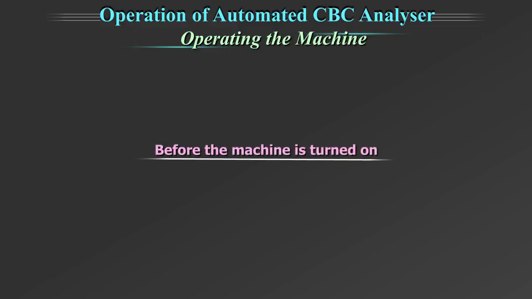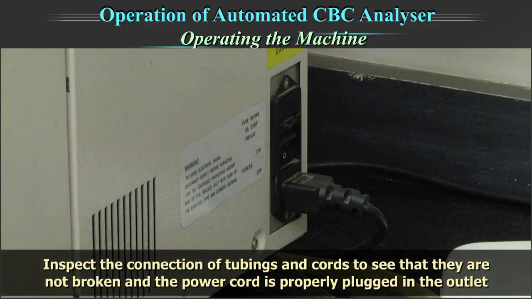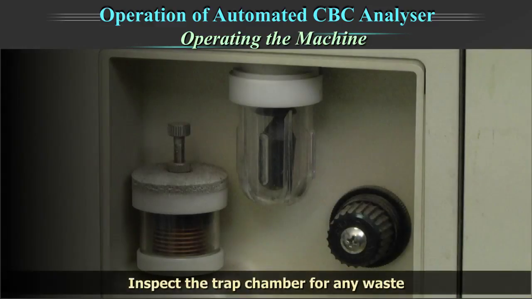Before the machine is turned on, inspect the reagents, and inspect the connection of tubings and cords to see that they are not broken and the power cord is properly plugged in the outlet. Inspect the trap chamber for any waste.